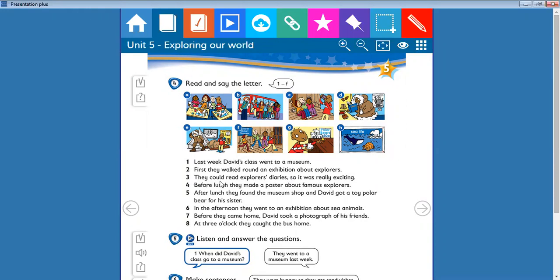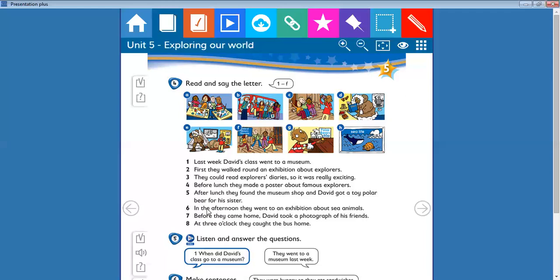3. They could read explorers' diaries, so it was really exciting. 4. Before lunch, they made a poster about famous explorers. After lunch, they found the museum shop and David got a toy polar bear for his sister.